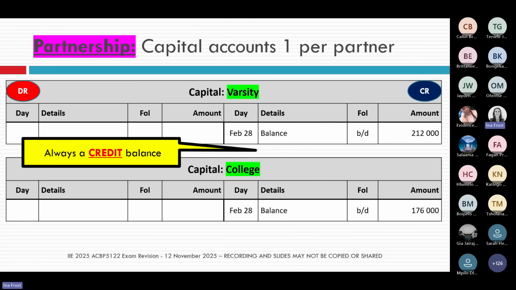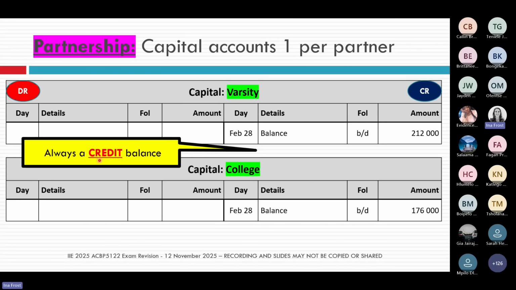But then in Learning Unit 5, we introduce you to partnerships. And partnerships is where you have more than one owner. So now you're going to have more than one capital account, and you're going to have a capital account per partner or per owner. But remember, in a partnership, we call the owner a partner. So in my example, we've got 2 partners. One is called Varsity, one is College. And so there's now a capital account per partner.